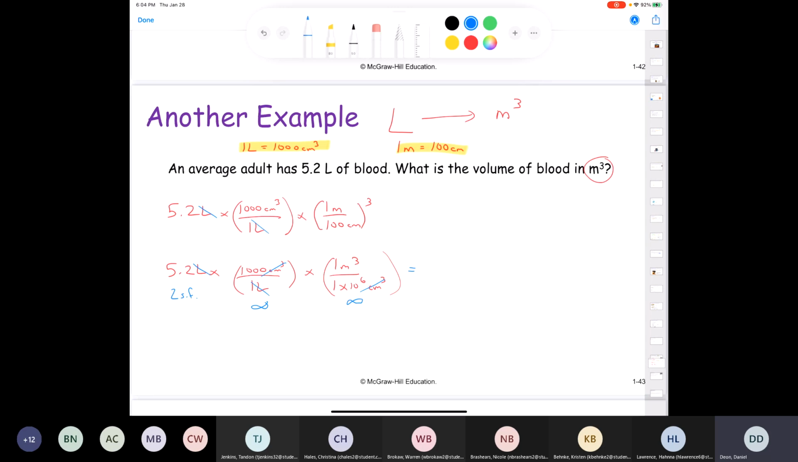When you punch all of this into your calculator, you end up with 0.0052 meters cubed, which is a perfectly acceptable answer. There's nothing wrong with that at all, but I could convert that into scientific notation by moving the decimal place over 1, 2, 3 places. Then I get 5.2 times 10 to the negative 3 meters cubed. Either one of those would be perfectly acceptable. All right, give me a thumbs up if you follow me on that one.